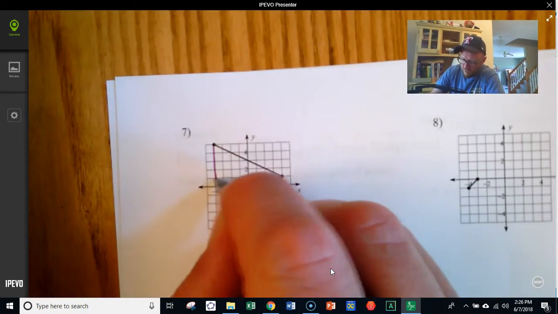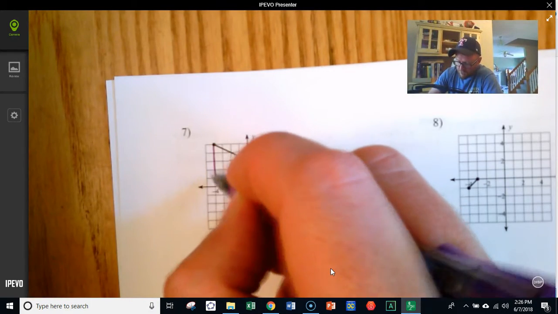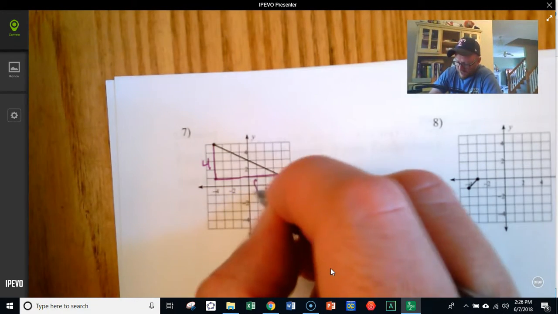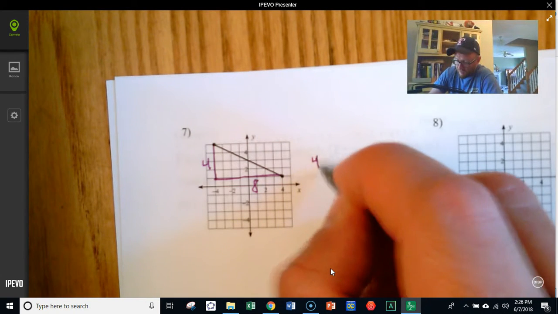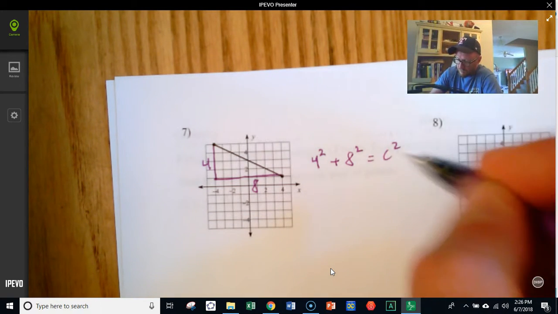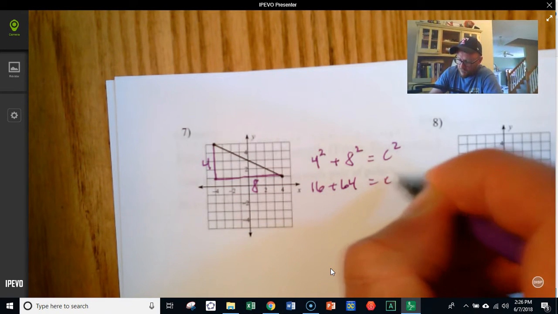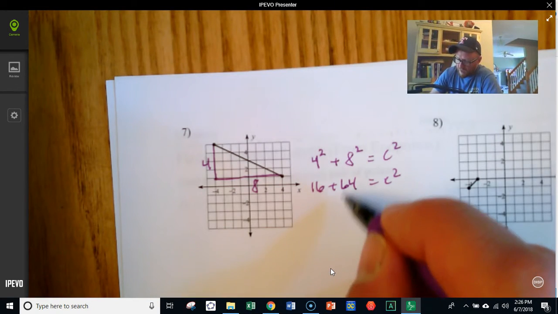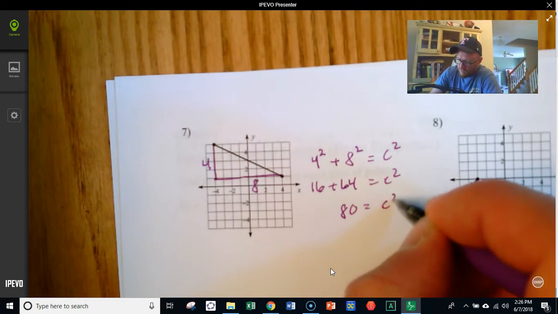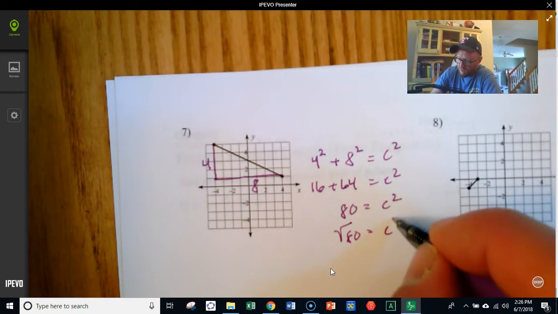Alright. Draw a right triangle in. Down and over. Again, I could go over and down. It wouldn't matter either way. 1, 2, 3, 4. 1, 2, 3, 4, 5, 6, 7, 8. So we have 4 squared plus 8 squared equals c squared. And that's 16 plus 64 is c squared. That's going to be, let's see, 70, 80 equals c squared. Square root of 80 equals c.